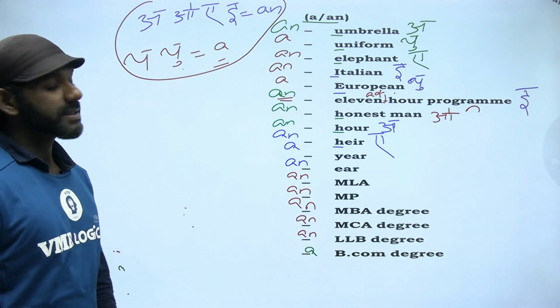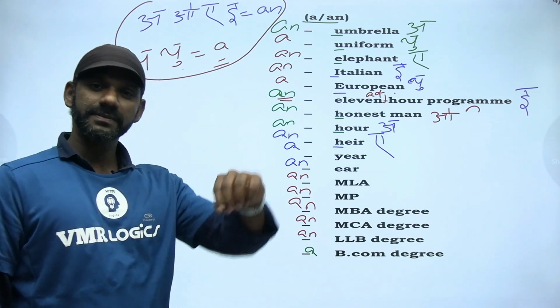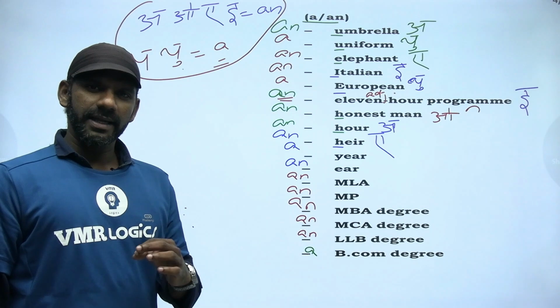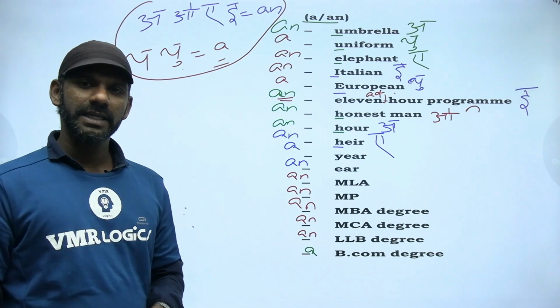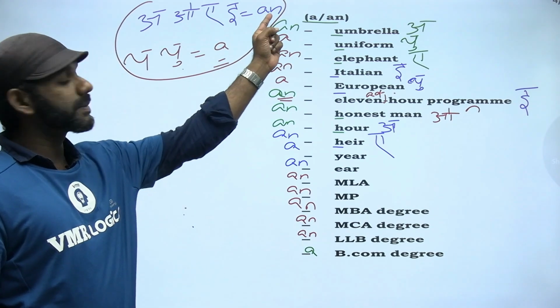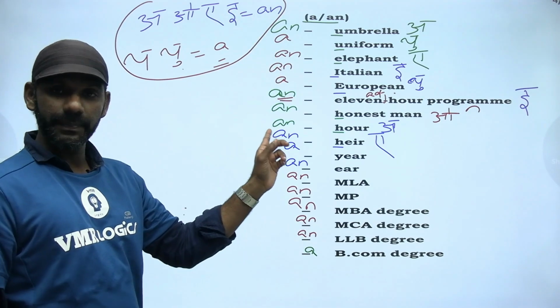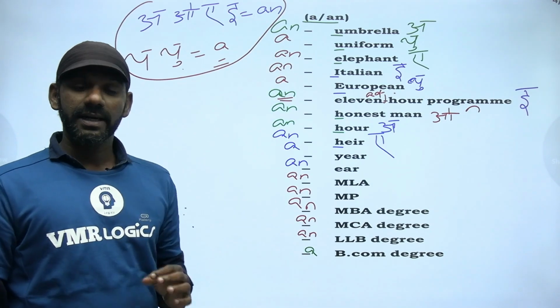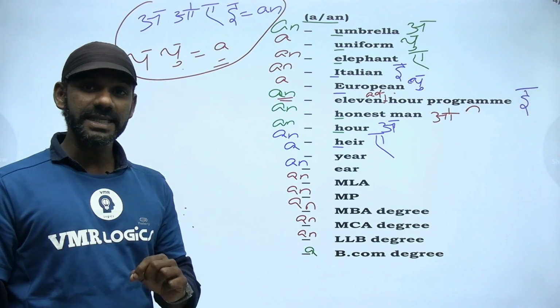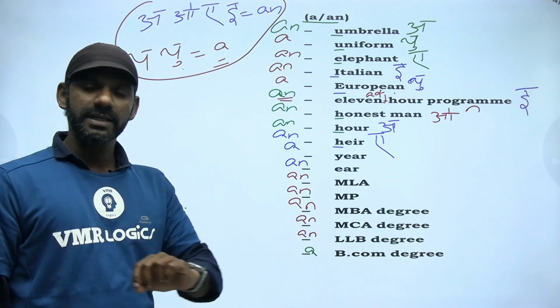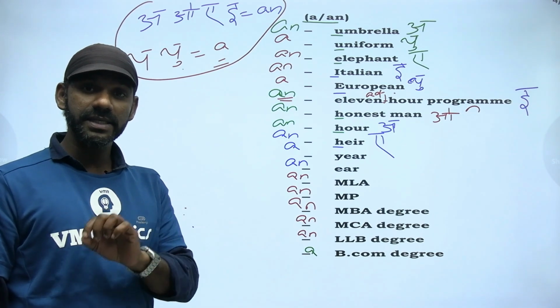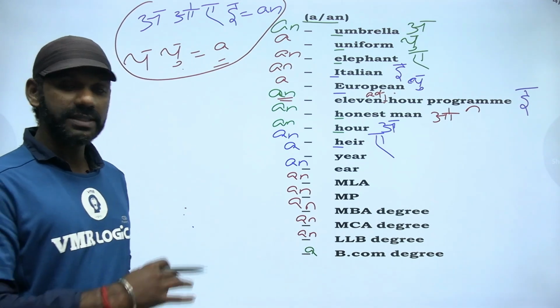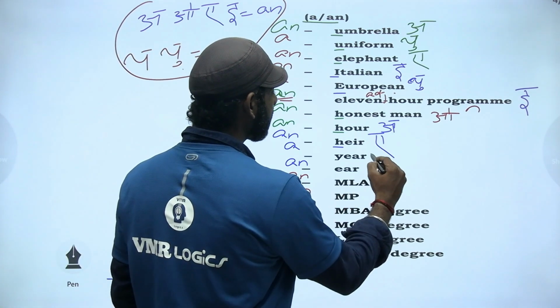Y-E-A-R is pronounced as year. Year, what's the first sound? If the first sound is E, it must be an. I said it is a. Understand? Year, the first sound is not E, the first sound is ya. It's ya and then comes E. It's year, the first sound is ya, so it must be a year.